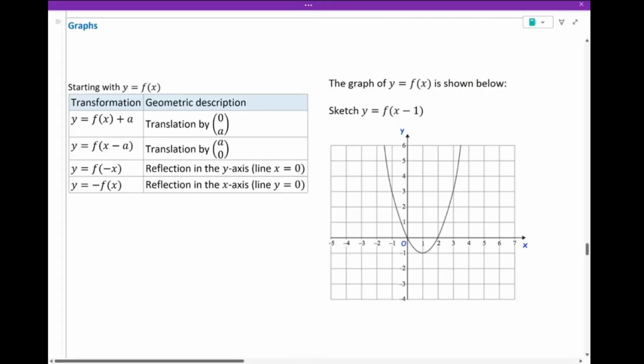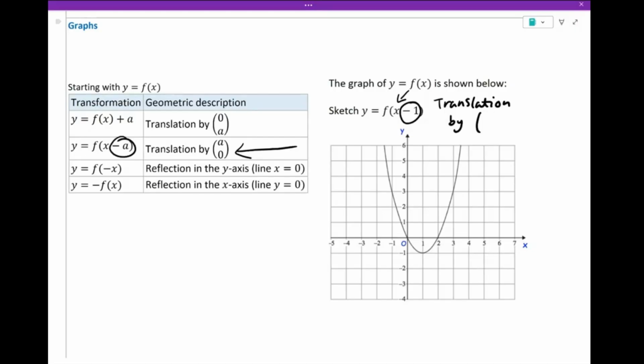Let's look at the question. We've got the graph of y equals f of x being shown below on the diagram. Now we need to sketch y equals f of x subtract 1. So step 1 is to figure out the transformation between these two functions. So what's changed? Well, we've got this subtract 1 inside the bracket, so this should be a translation. Then we just need to consider what our vector is. Given that the -1 is inside the brackets, we're looking at this one here. So the -1 is the -a, so +a is +1. So our vector is going to be (1, 0) like that.